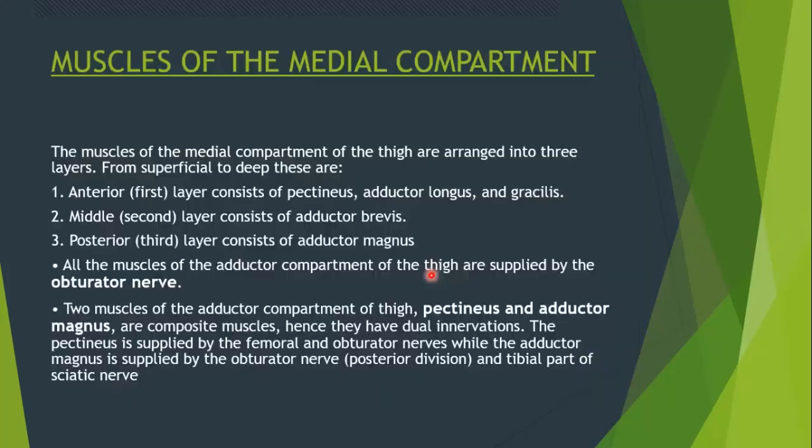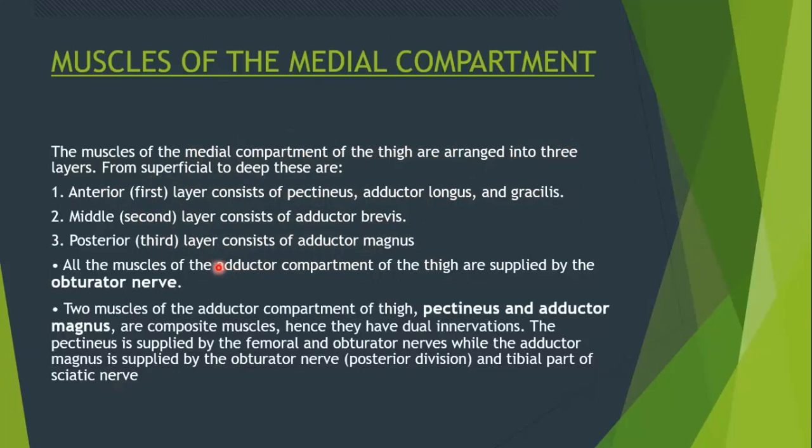Muscles of the medial compartment. The muscles of the medial compartment are usually arranged in three layers from superficial to deep. We have an anterior layer, which consists of pectineus, adductor longus, and gracilis muscles. Then a middle layer, which consists of adductor brevis muscle. Then a posterior layer, which consists of adductor magnus muscle.